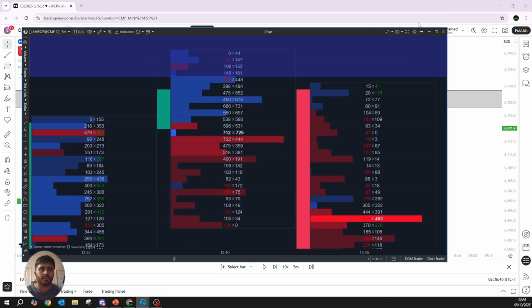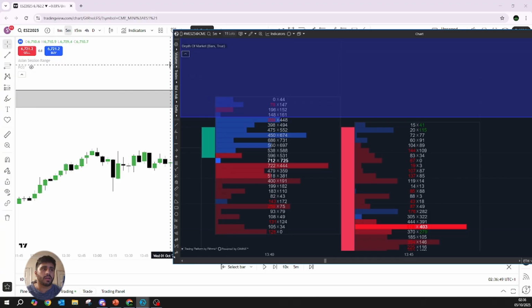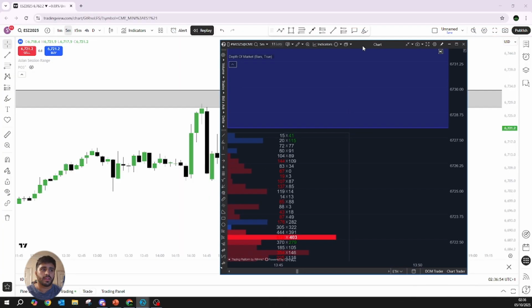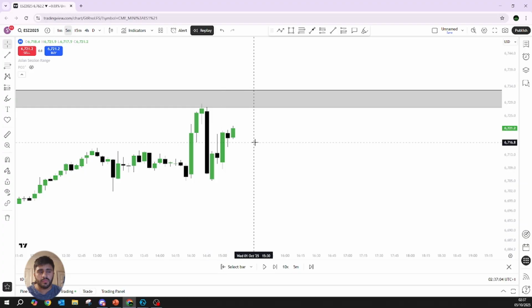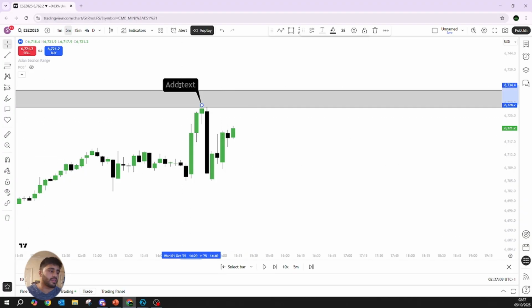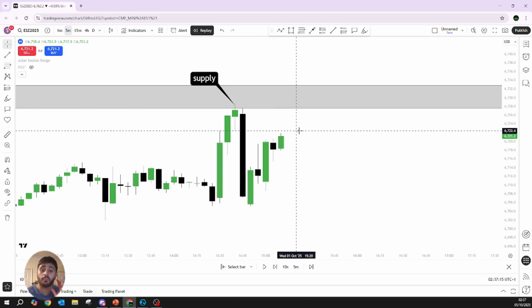If I put this next to the candlestick chart, we see a lot of aggressive buyers over here. This is what I'm talking about. Here we see a lot of aggressive buyers, and what we're seeing is a lot of aggressive buyers failing to break above this level. So this is showing us it is an area of supply. The reason it's a supply is because we can see aggressive buyers failing.